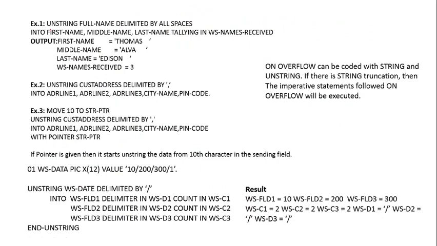Let's see it with an example. I am going to unstring, meaning split, the full name delimited by all space into first name, middle name, last name, tallying in WS-names-received. So the names will be Thomas, Alva, and Edison, and the tallying will be 3 variables. Then I am going to unstring cust-address delimited by space into address 1, address 2, address 3, city name, pin code.